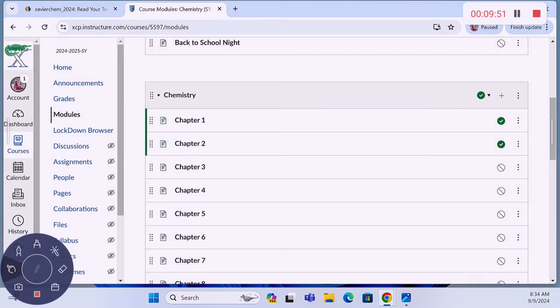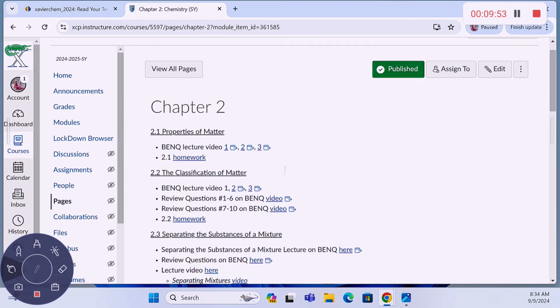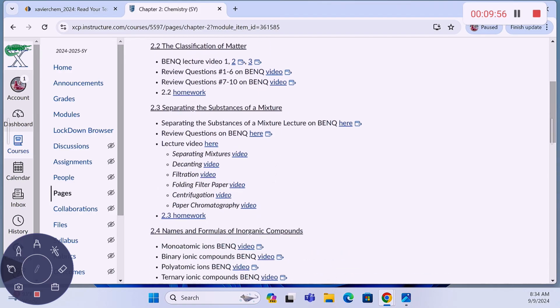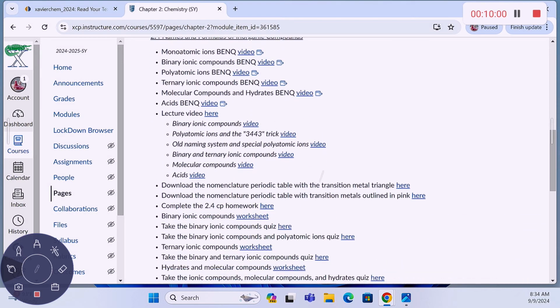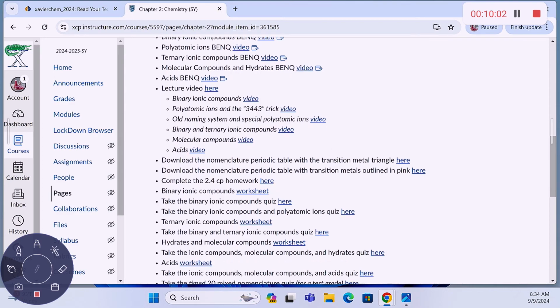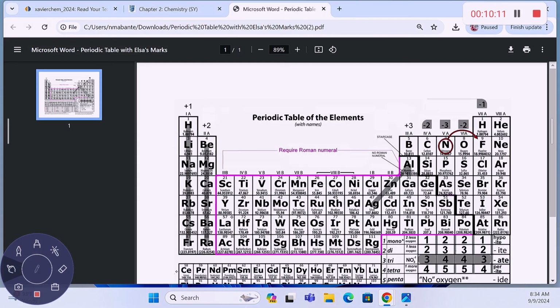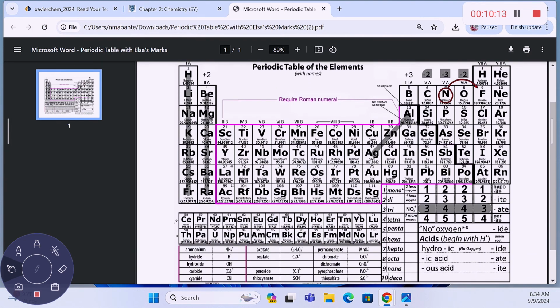So this would be under Chapter 2. And then you would scroll down to section 2.4. And then you want, I believe, this one that's outlined in pink right here. This is the one that you want to look at. I downloaded it already. Here we go. Okay, so here's the one that I gave you.